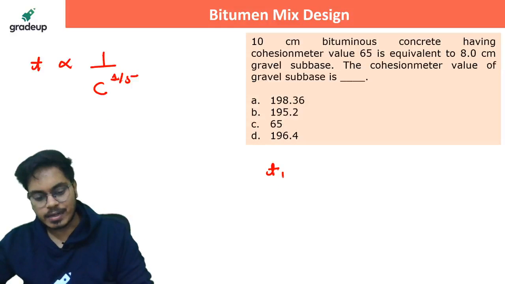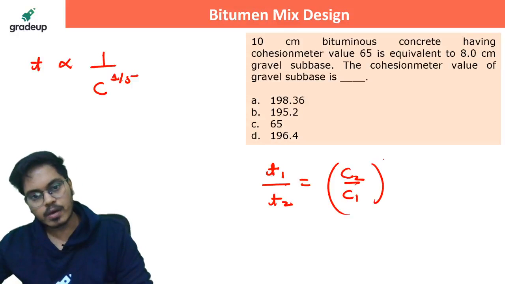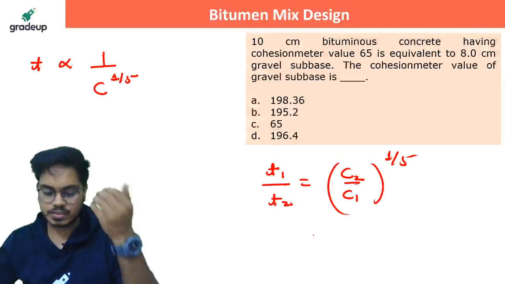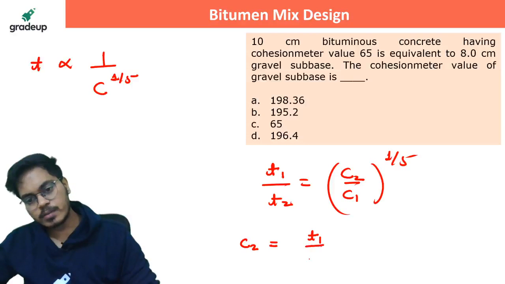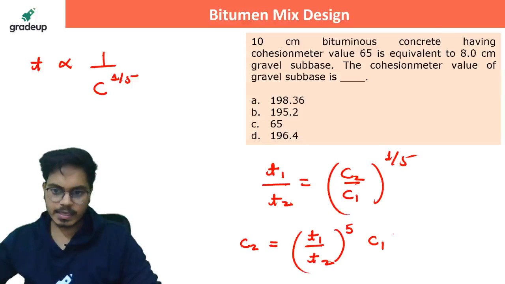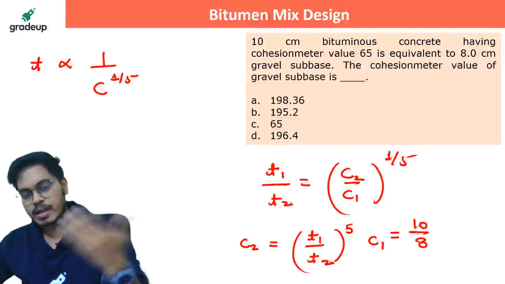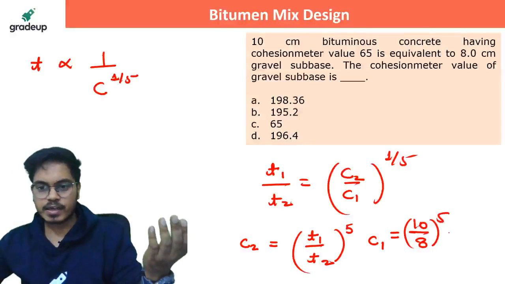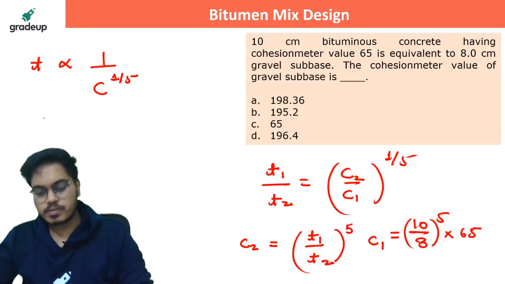So you can say that T1 by T2 will be equal to C2 by C1 raised to the power 1 by 5. Now you have 3 values, you need the 4th one. So C2 will be T1 by T2 raised to the power 5 into C1. So 10 by 8, I'm not converting the units because I'm taking the ratio, so they will cancel out. Power 5 into C1 value, 65, it is given.